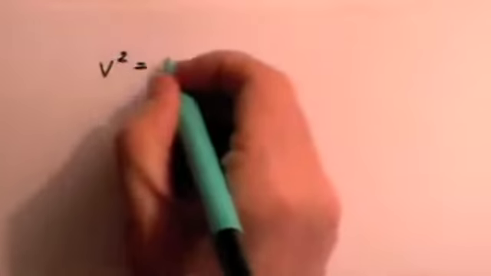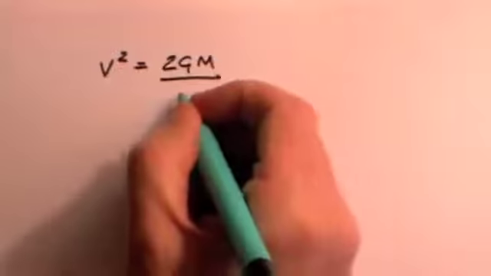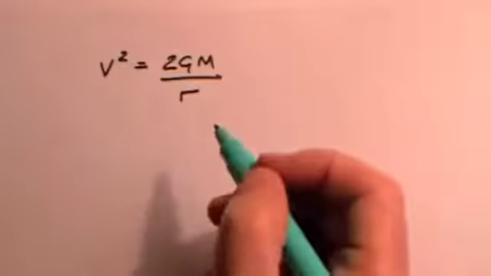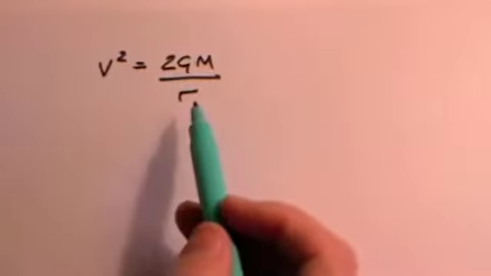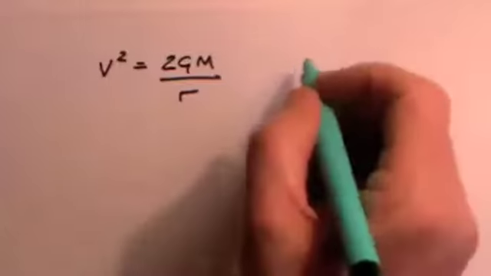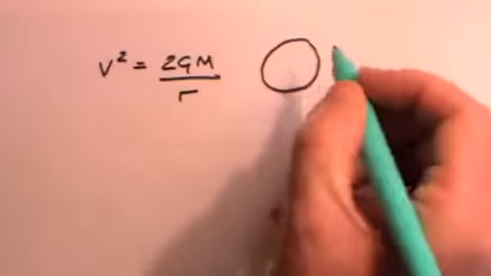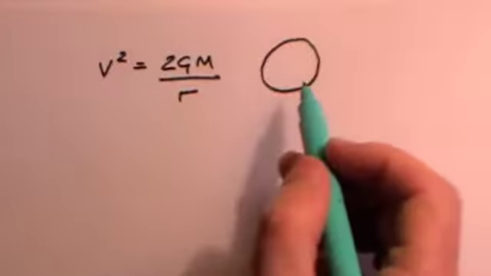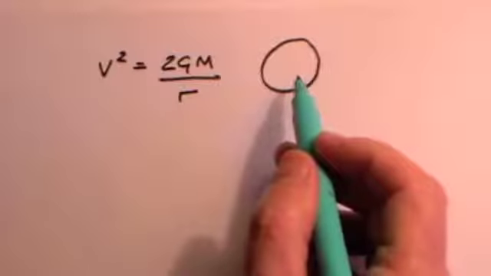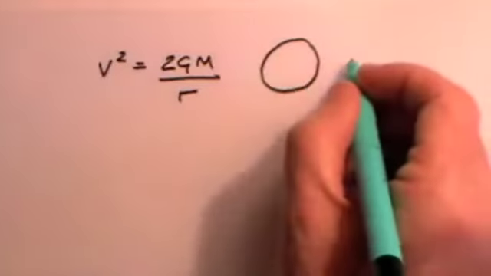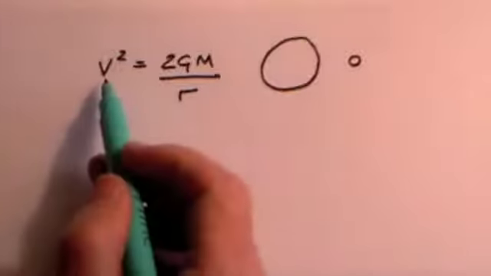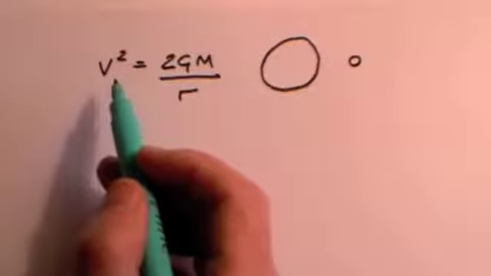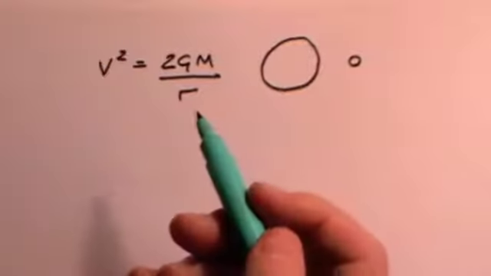V squared equals 2gm over r, where m is the mass of the Earth. But you'll notice that v squared will get greater as r gets smaller. So if you could take the Earth and squash it, retaining all the mass, you can't get rid of the mass, the mass must remain the same, but you just squash the Earth down to a smaller size. How small do you have to make the Earth before the v squared, or the escape velocity, becomes equal to the speed of light?